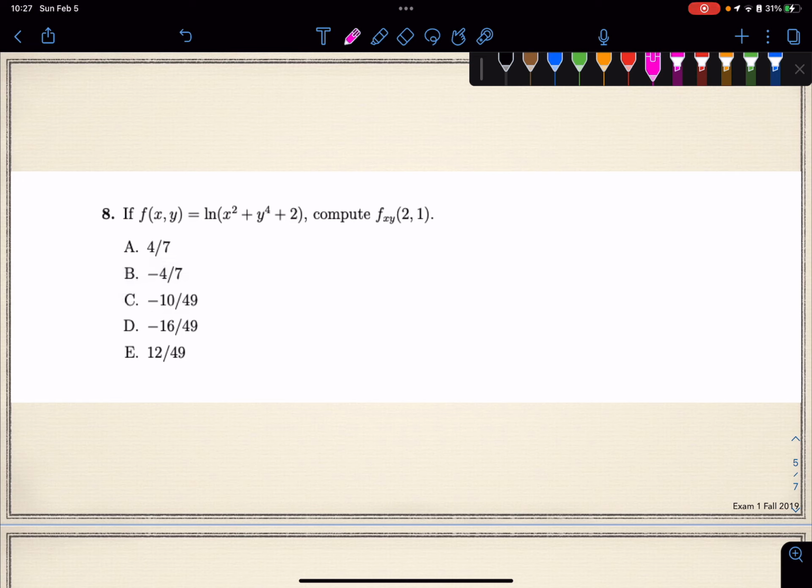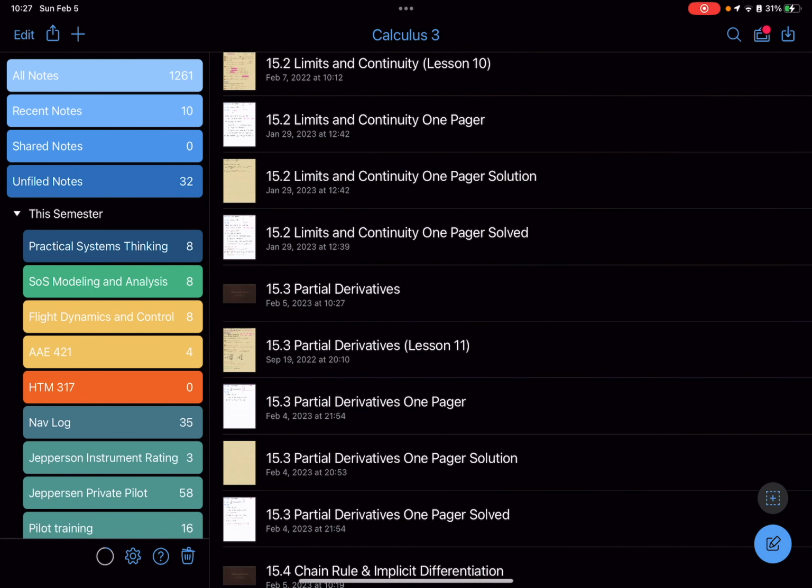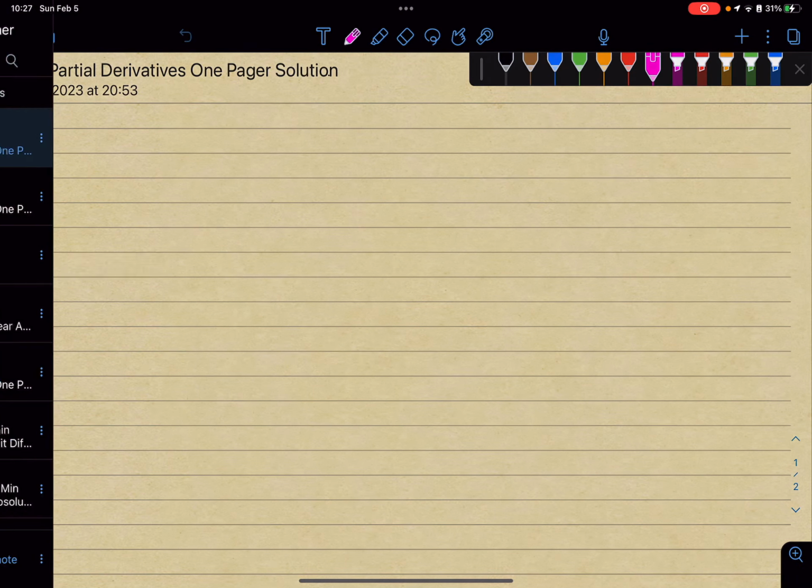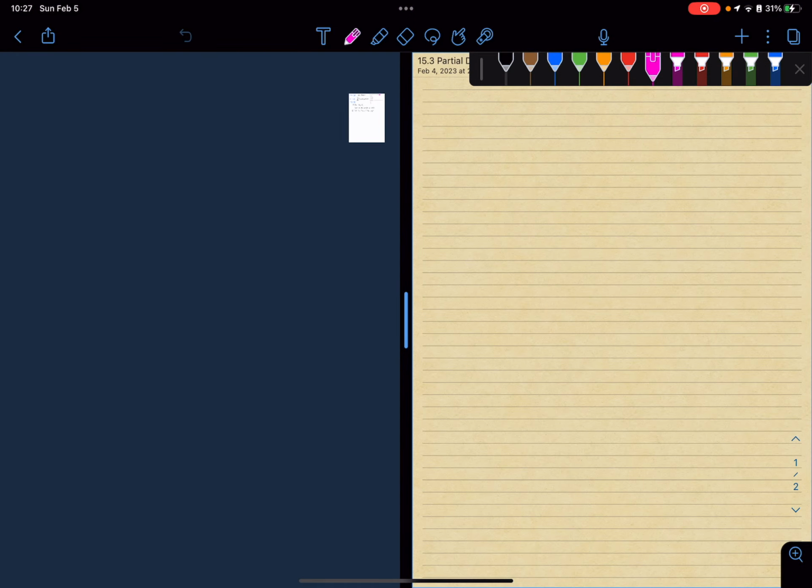If the function is given as such, I want you to compute the partial derivative fxy. This is from exam 1 for 2019. Let me go ahead and open my one pagers, and let me stack them up as usual.